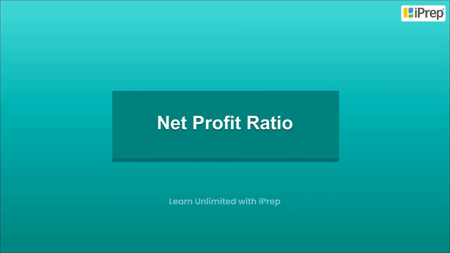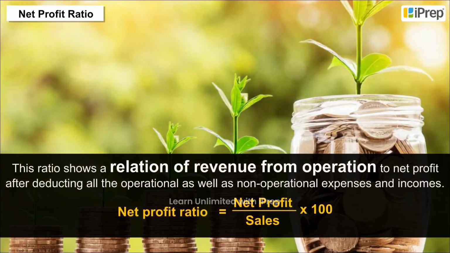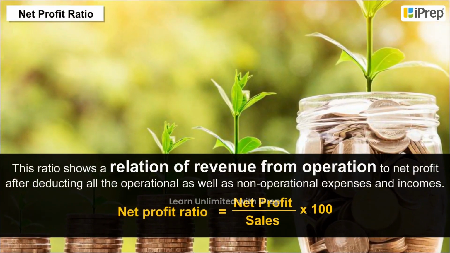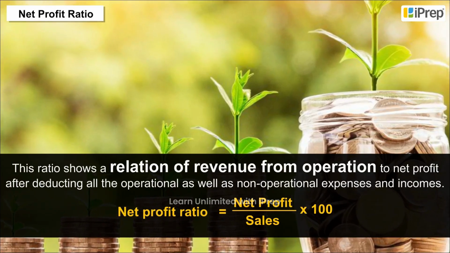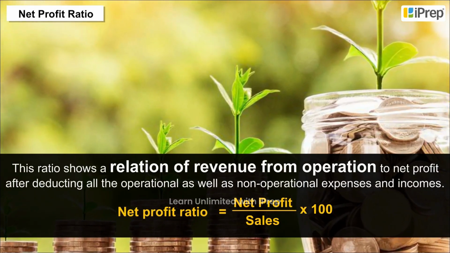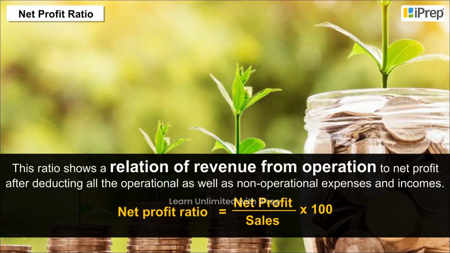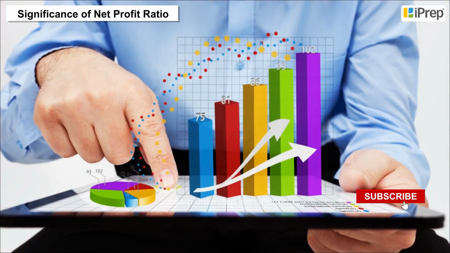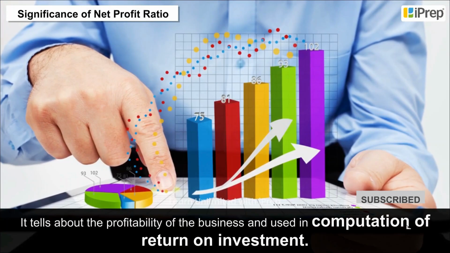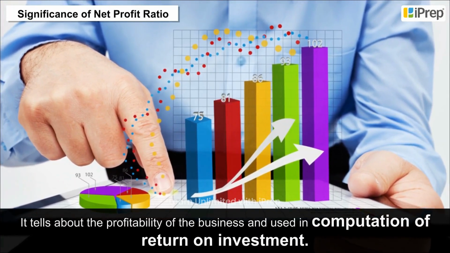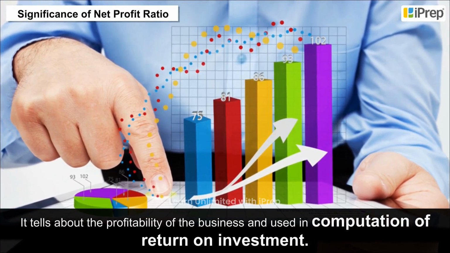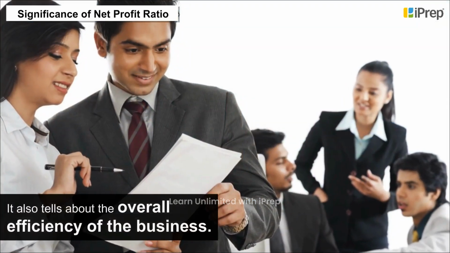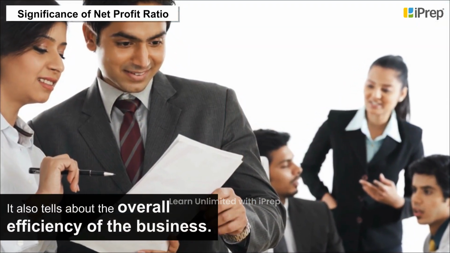Net profit ratio. This ratio shows a relation of revenue from operation to net profit after deducting all the operational as well as non-operational expenses and incomes. Significance of net profit ratio. It tells about the profitability of the business and is used in computation of return on investment. It also tells about the overall efficiency of the business.